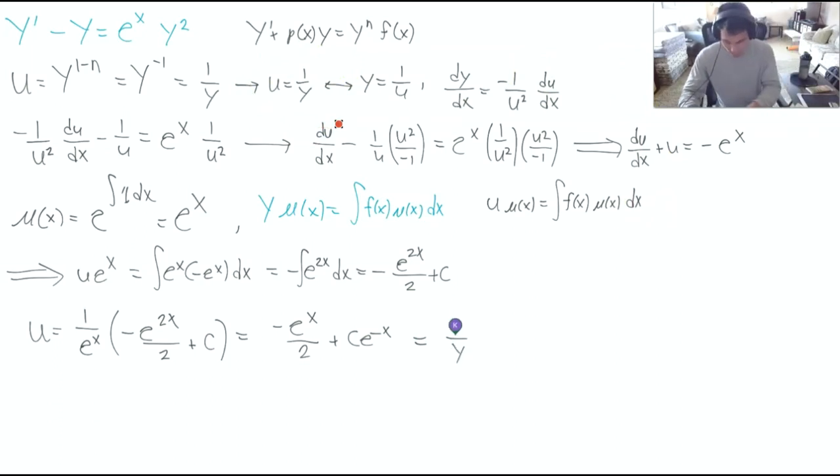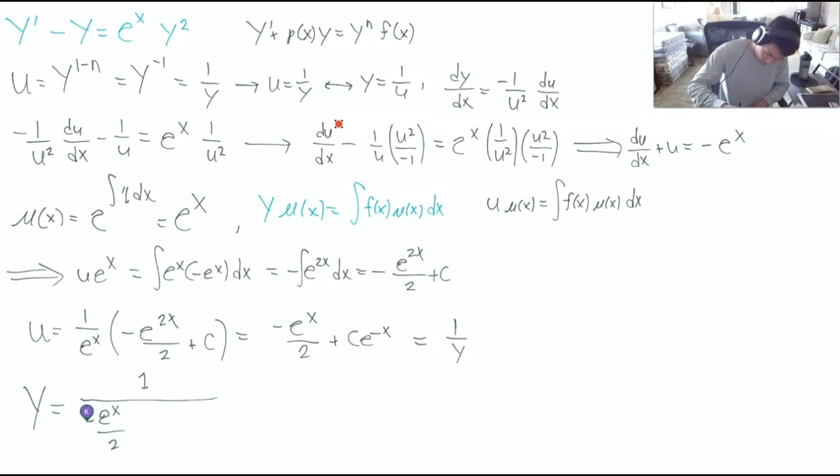So what you can do is you can take the reciprocal of everything. So you want y, and that's going to be 1 over, my bad, e to the x over 2 plus c e to the negative x.